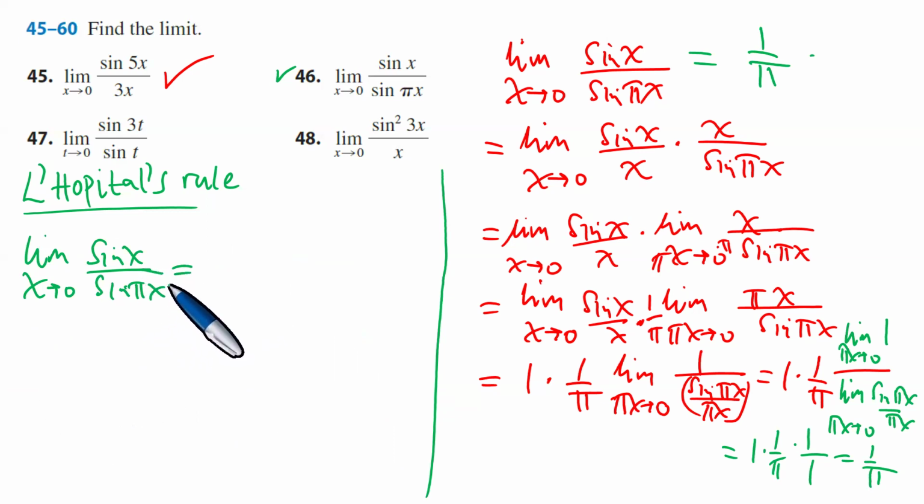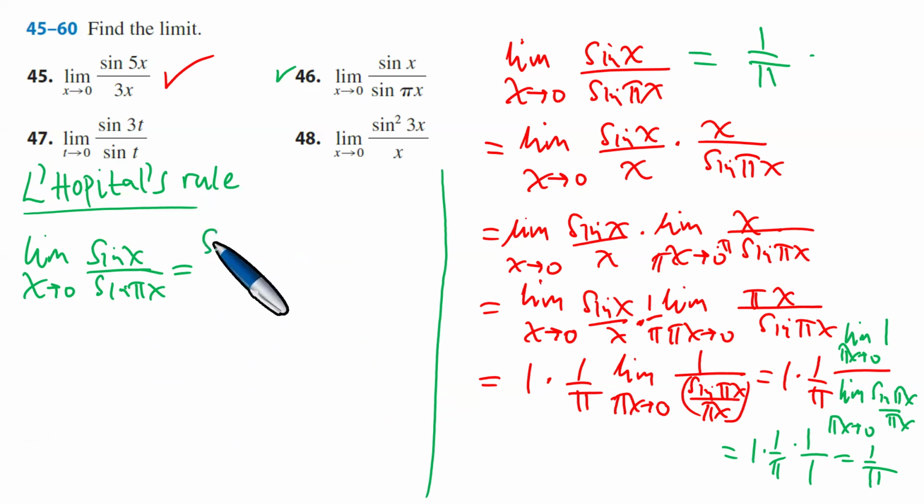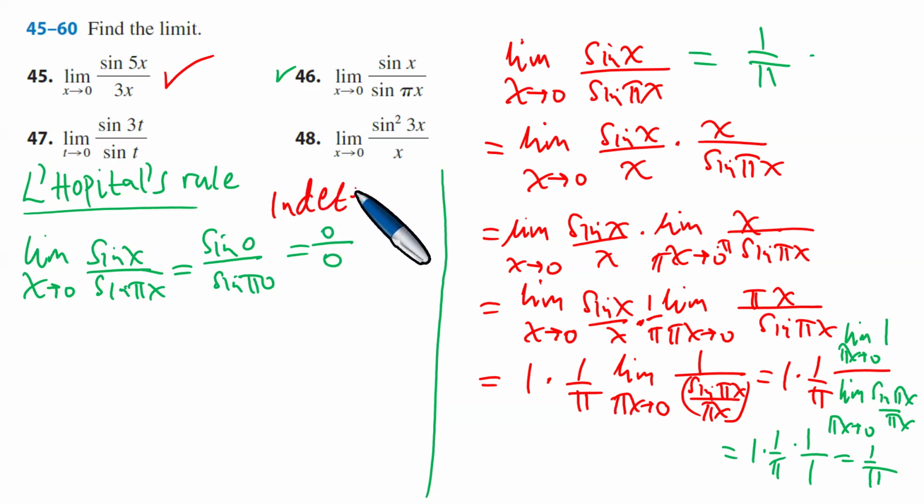Okay. Now, something important is to first take this limit, but to deal with this limit, we substitute. So we're going to have the sine of 0 divided by the sine of pi times 0, and sine 0 is 0, sine of pi times 0 is 0. 0 over 0 is indeterminate, called an indeterminate form. Because we're getting an indeterminate form, what do we do with this?